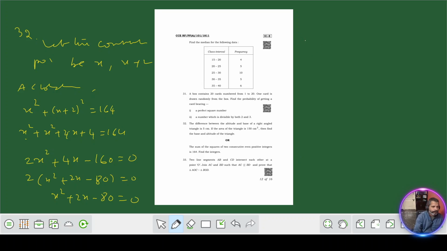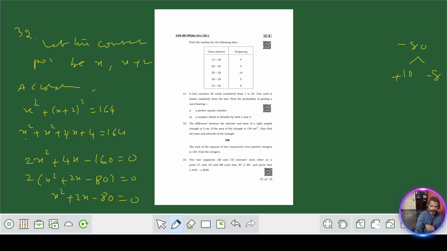How do you solve this? Same, first into third method. Minus 80 means first into third. The x square coefficient is 1. 1 into minus 80 is minus 80. Find the factors so that the sum should come plus 2. Right? So, how do you find? 10 8 is 80, and the difference should come plus 2. Plus and minus.